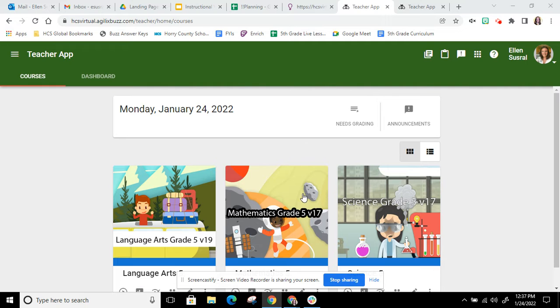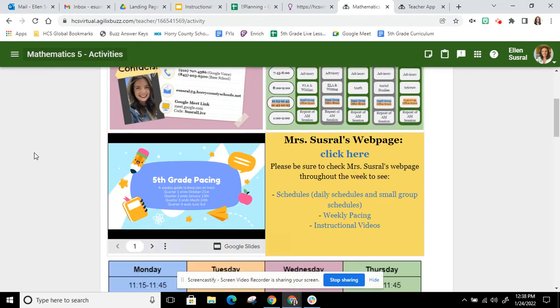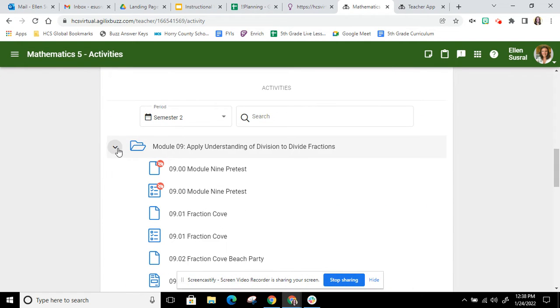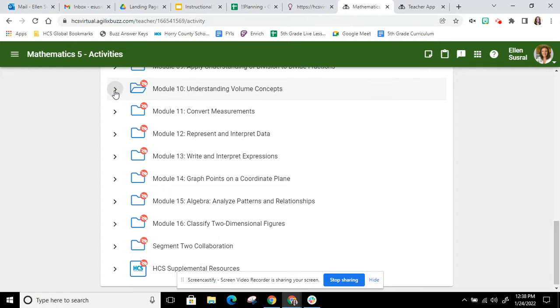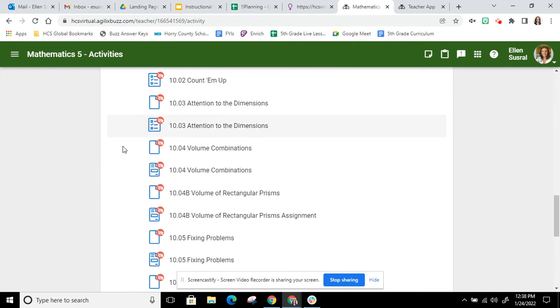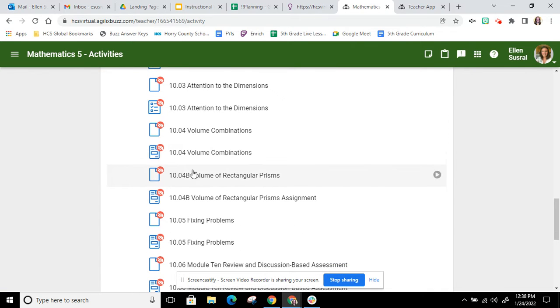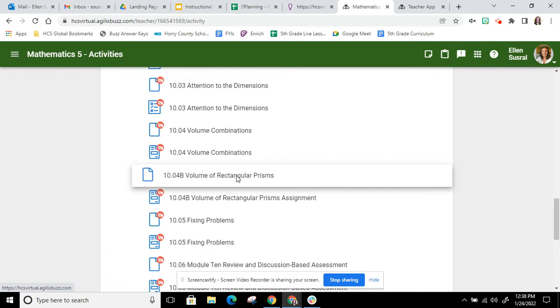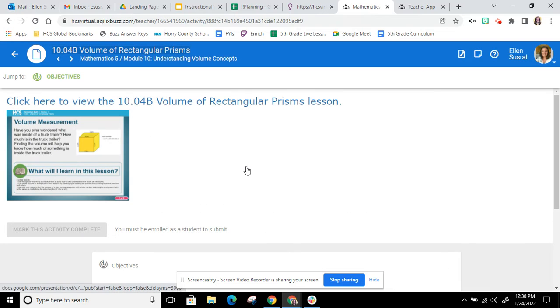I'm going to go over your assignment for 10.04 in math. I'm going to start by clicking into your math course, scroll down and look at module 10. We're looking at 10.04b, volume of rectangular prisms. You're going to click on the blank page icon to open up the lesson.